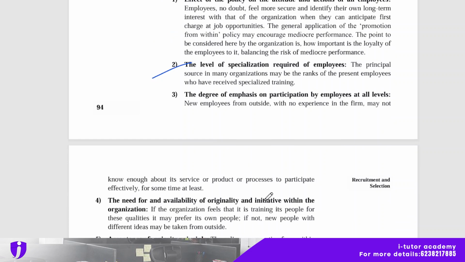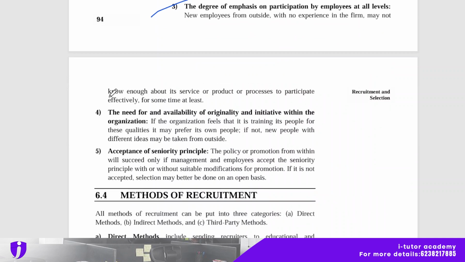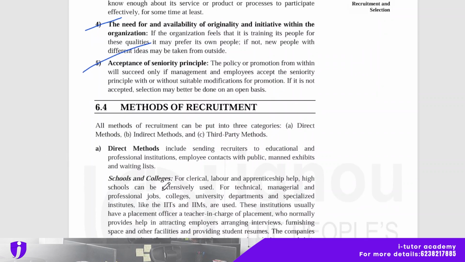The principal source in many organizations may be the ranks of the present employees who have received specialized training. And the next is the degree of emphasis on participation by employees at all levels. And the next is the need for and availability of originality and initiative within the organization. And next is acceptance of the seniority principle. And the methods of recruitment.